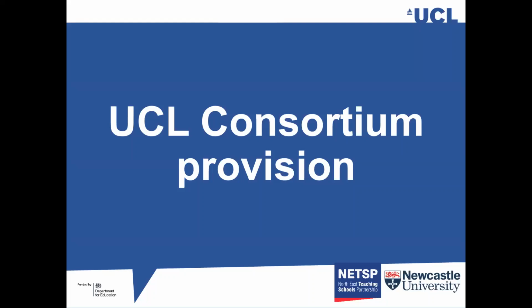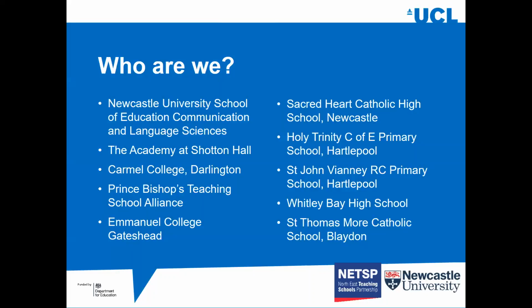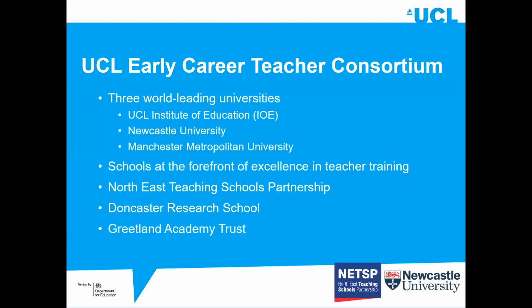So we wanted to tell you a bit more about the consortium provision itself. The UCL Early Career Consortium is made up of 3 world-leading universities and a strong contingent of some of the best teaching and research schools in the north of England, if not nationally. It's a powerful combination of academics, teacher educators and teachers. You'll see from this slide the 3 universities and the school partnerships that we've formed.